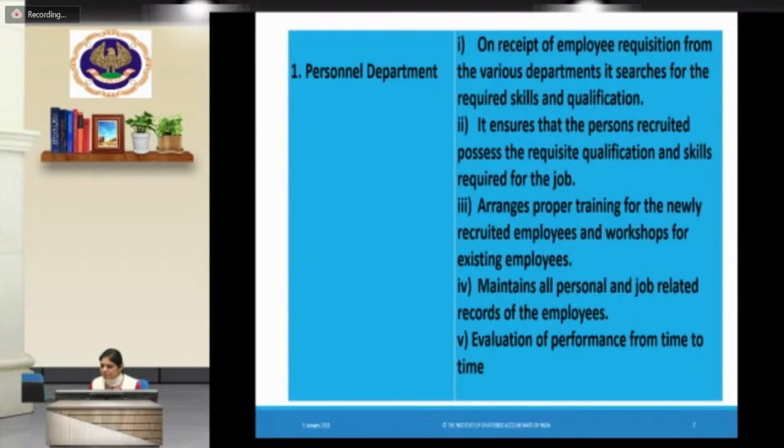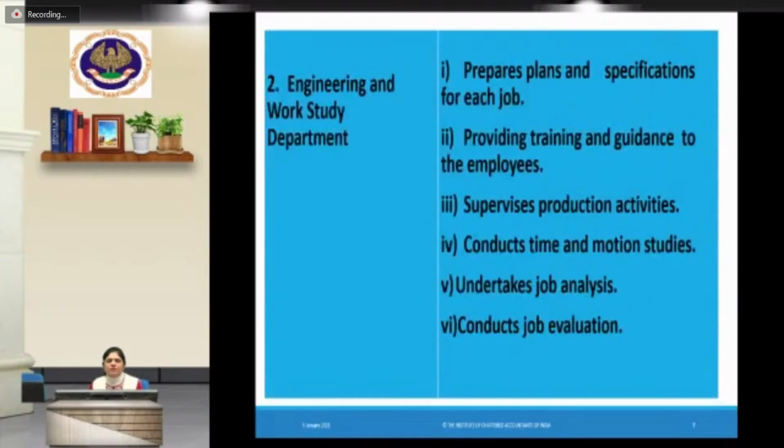All right. Moving further, the engineering and work study department basically focuses on the technical aspects of a job. Job means any particular operation or cost object which we are referring to. So it prepares plans and specifications for each job. The engineering and work study department monitors, measures and minutely records every activity of a job requirement. Right. This job is not the job which an employee is doing.